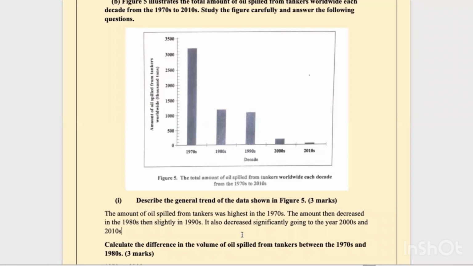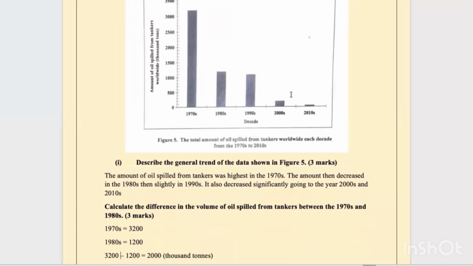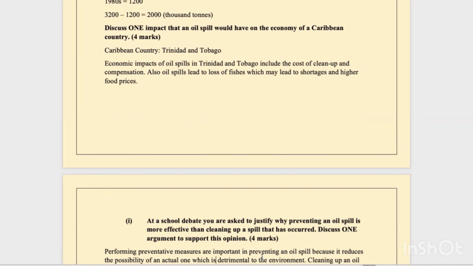So let's just look at the graph. 1970s, the amount of oil spilled from tankers in 1,000 tons is 3,200, right? And then for 1980s, it's 1,200. All we need to do now to find the difference is to subtract the 1,200 from the 3,200, and here we'll get 2,000 tons.